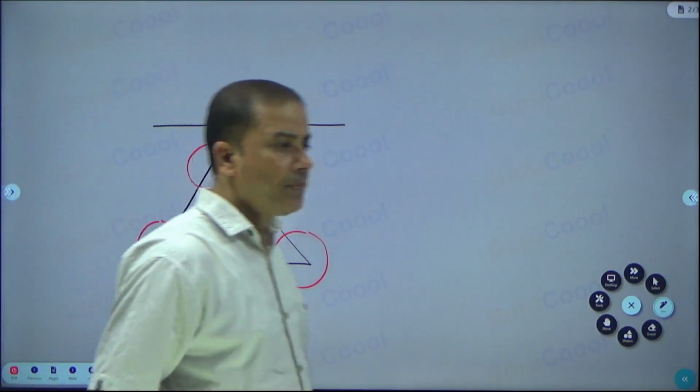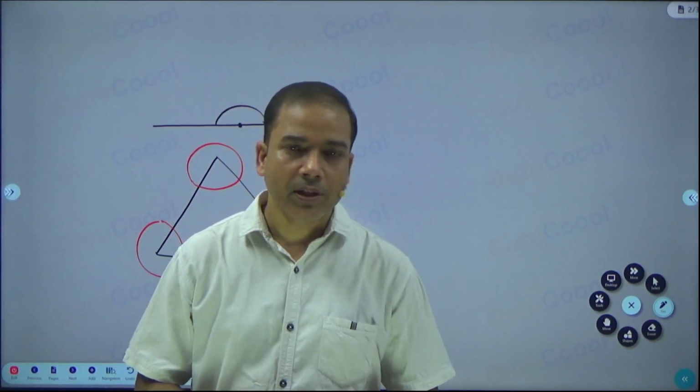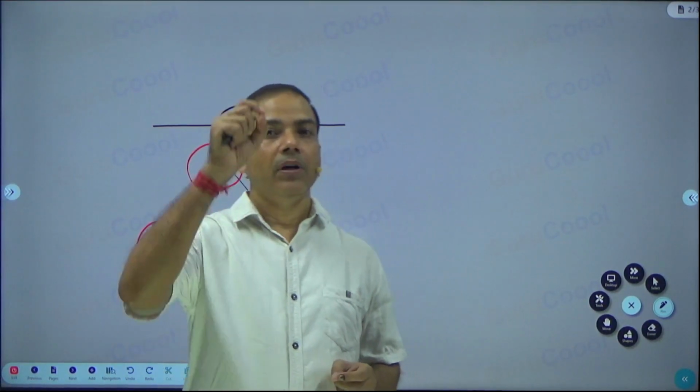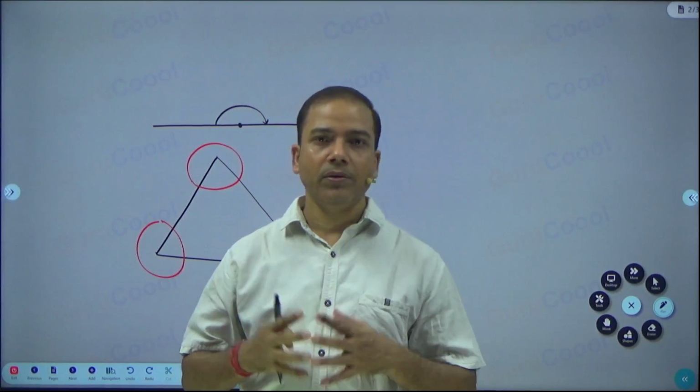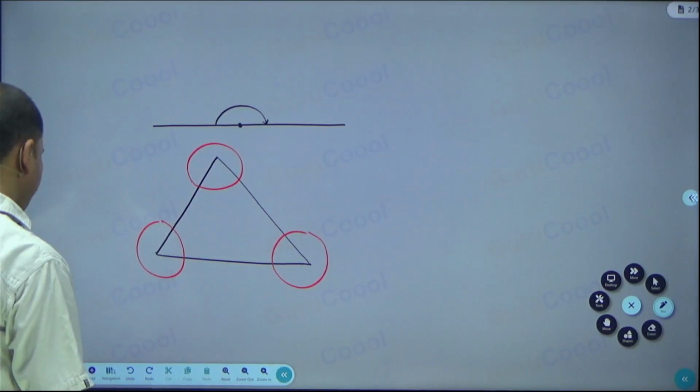Well, now you might be thinking, where is the use of this angle sum property? We can use this property to find one missing angle if the other two angles are known to us. Let's have an example.